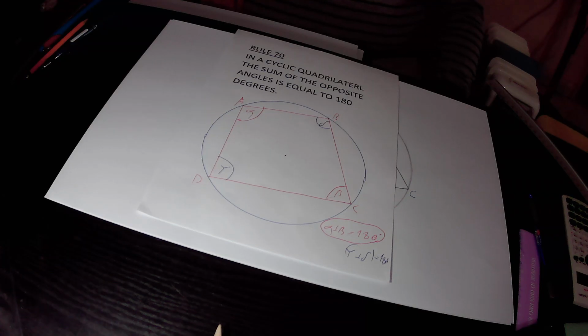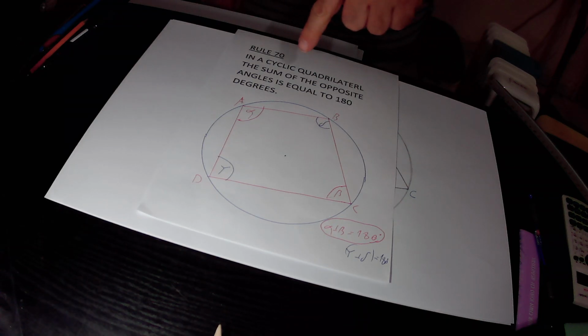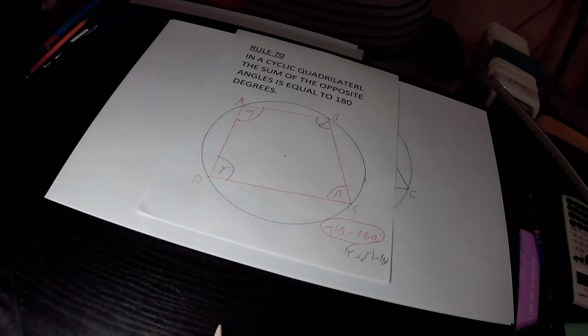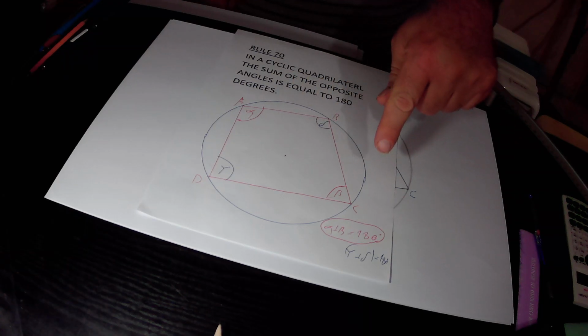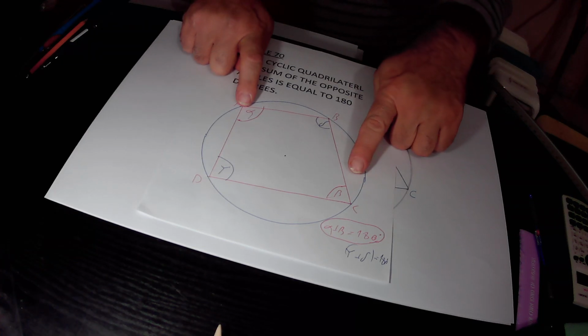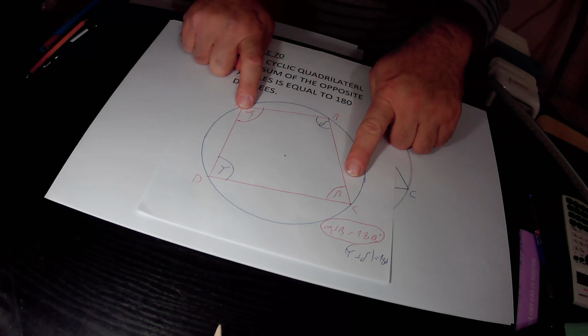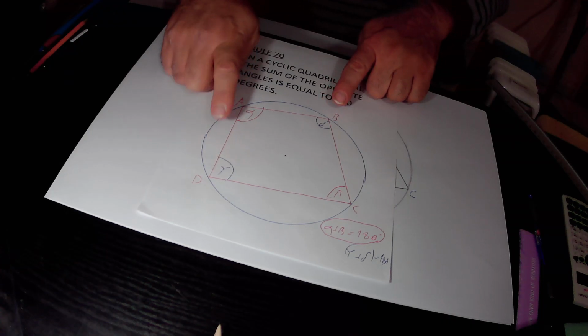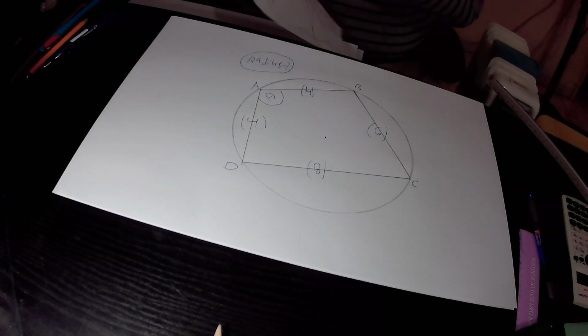According to rule 70, in a cyclic quadrilateral, the sum of the opposite angles is equal to 180 degrees. In the drawing, we have quadrilateral ABCD that is described by this circle, and according to this rule 70, because quadrilateral ABCD is a cyclic quadrilateral, the sum of its two opposite angles is equal to 180 degrees. That is to say, alpha plus beta equals 180 degrees. Likewise, gamma plus delta also equals 180 degrees. So we can implement rule 70 in our drawing.